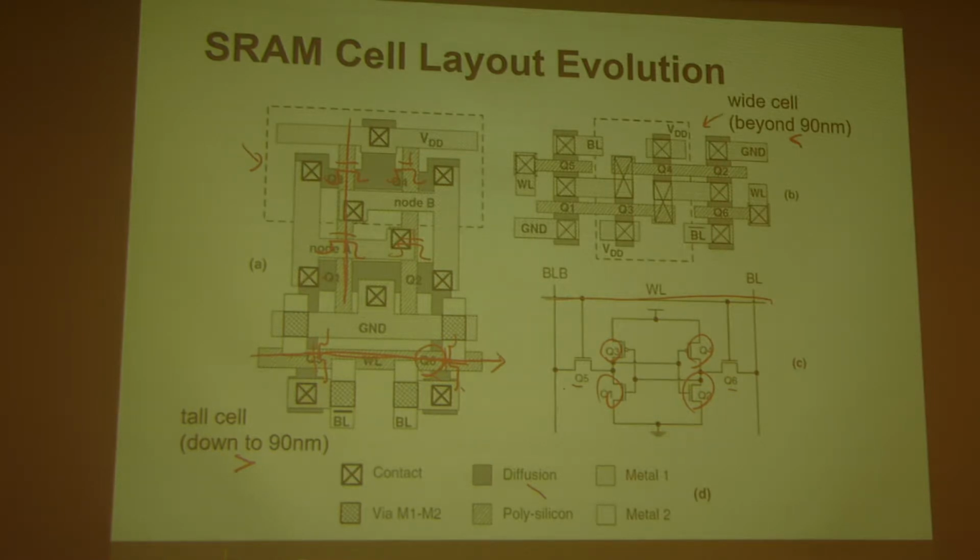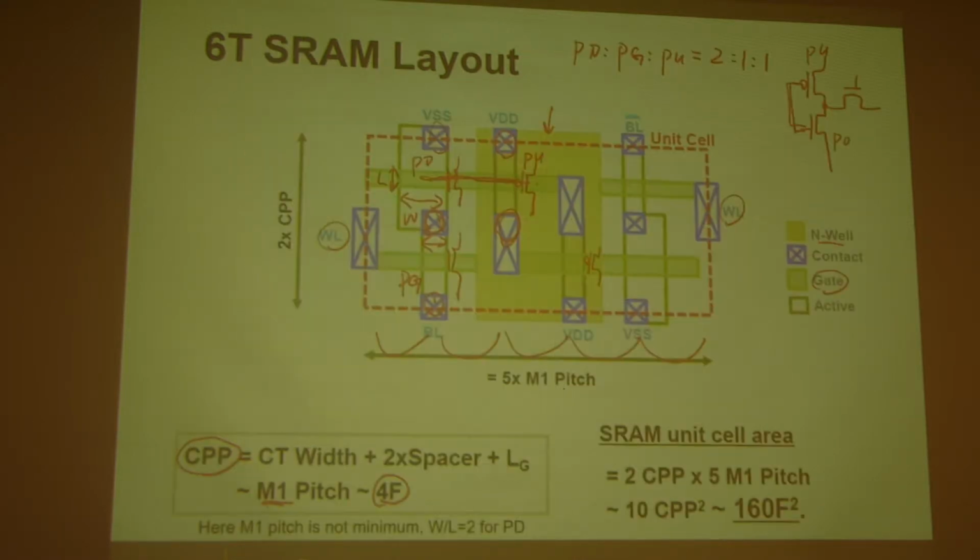On the previous slide, why is the CPG 4F, because half pitch is F, right? No, this is in the logic design rule. It's not the DRAM. Oh, that's on the DRAM. Yeah. So as we discussed in that lecture before, the contact gate pitch is roughly 4F. Metal 1 pitch can be 2F in principle, but in this design, no, because here you cannot have 2F because W over L is already 2.